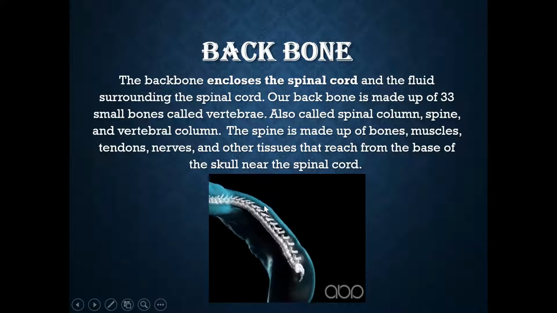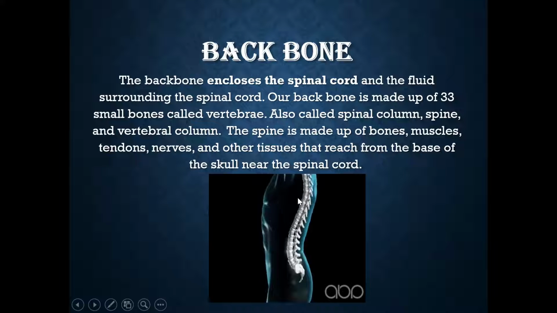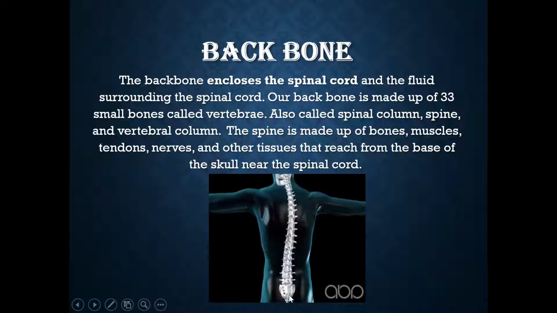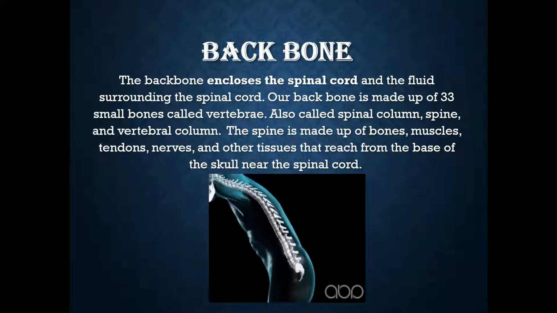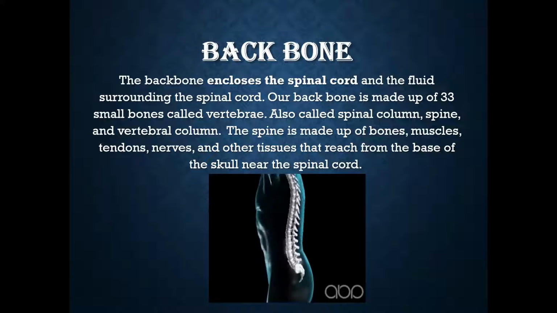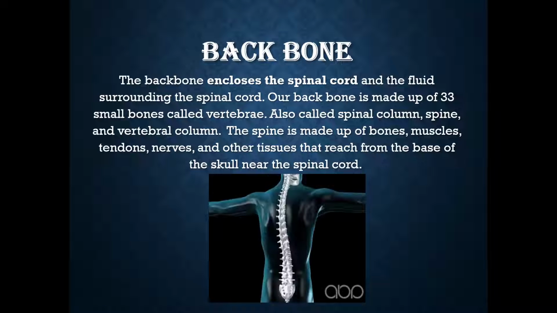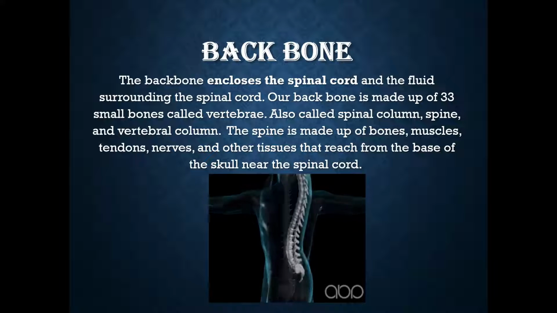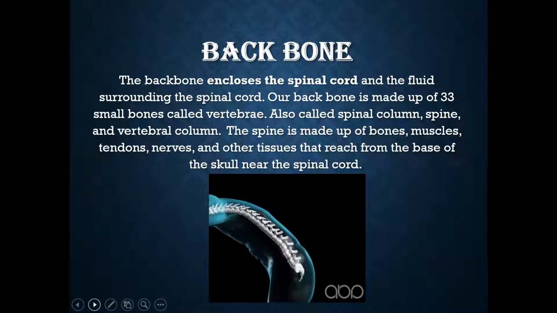Our backbone is made up of 33 small bones called vertebrae, also called spinal column, spine, or vertebral column. The spine is made up of bones, muscles, tendons, nerves, and other tissues that reach from the base of the skull near the spinal cord.